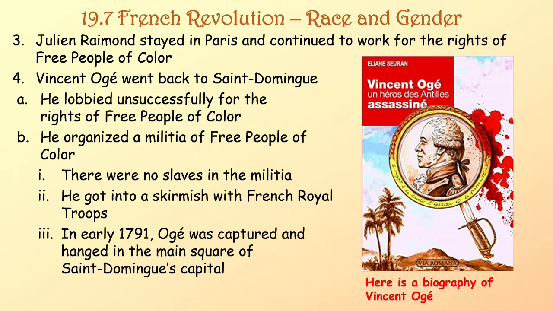Julien Raimond stayed in Paris and continued to work for the rights of free people of color. Vincent Ogé went back to Saint-Domingue, and he lobbied unsuccessfully for the rights of free people of color. And then he organized a militia of free people of color. There were no slaves in the militia, and he got into a skirmish with French royal troops. And in early 1791, Ogé was captured and hanged in the main square of Saint-Domingue's capital.